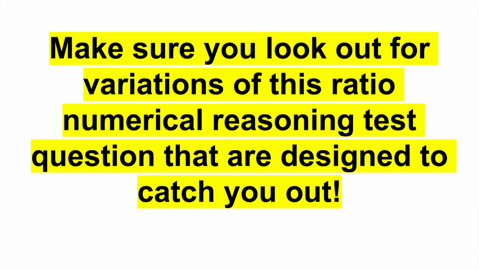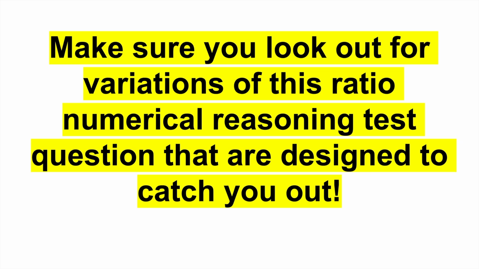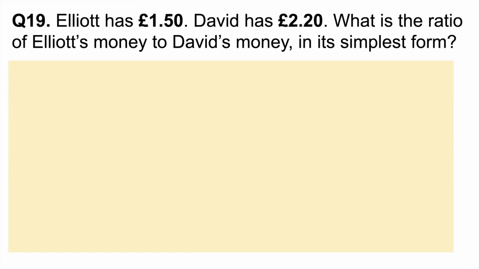Fantastic. So make sure you look out for variations of this ratio numerical reasoning test question that are designed again to catch you out. Here it is. Question 19. Elliott has £1.50 and David has £2.20. What is the ratio of Elliott's money to David's money in its simplest form?